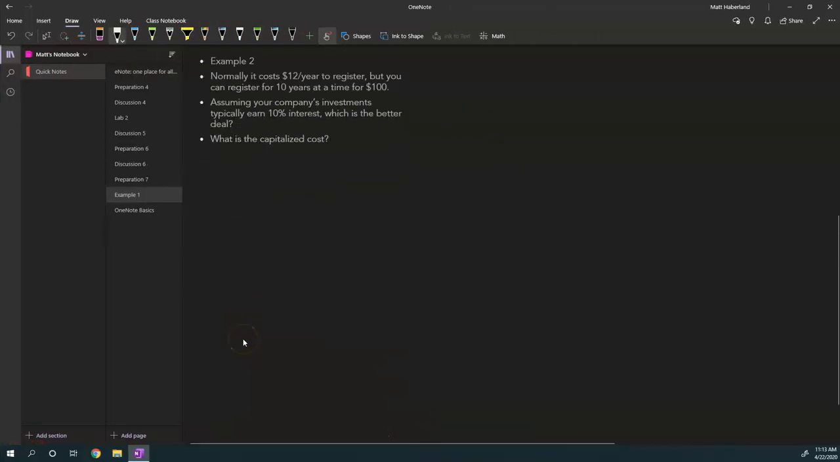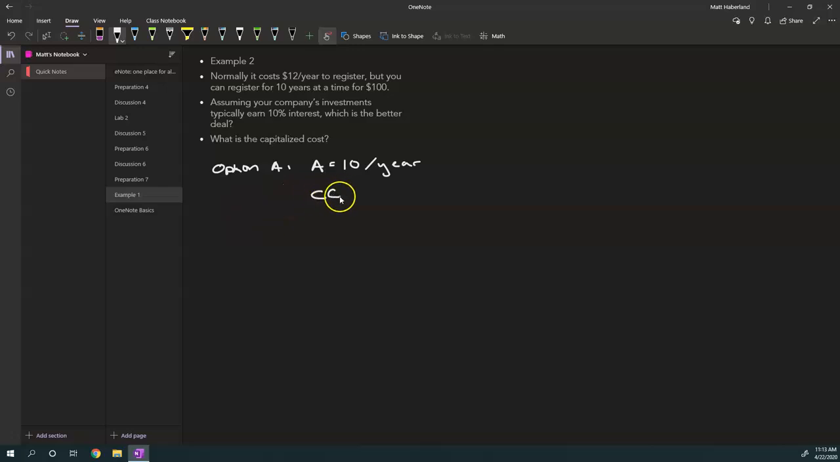All right, so there are two options here. We have option A, and that is an annuity of $12 per year. So we can calculate the capitalized cost for that one really easily. The capitalized cost is whatever that annuity is divided by our interest rate. So $12 divided by 0.1 is equal to $120.